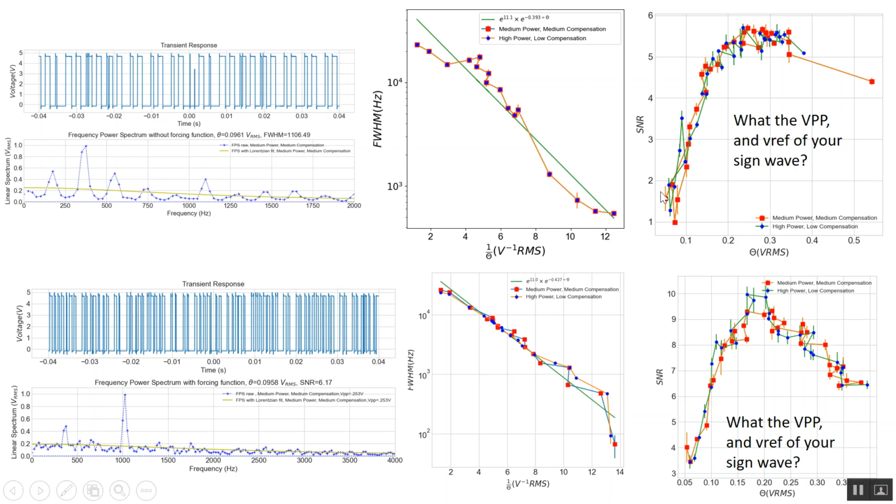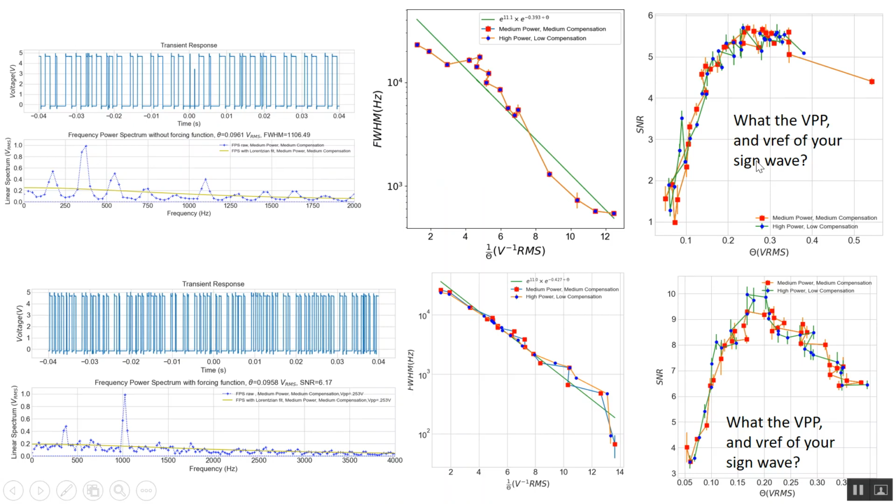Then this is your signal to noise ratio, but you've got to put in what your VP was, what the V reference of the sine wave was. I'll fix that later. Okay. Over here, one of these makes one of these plots.